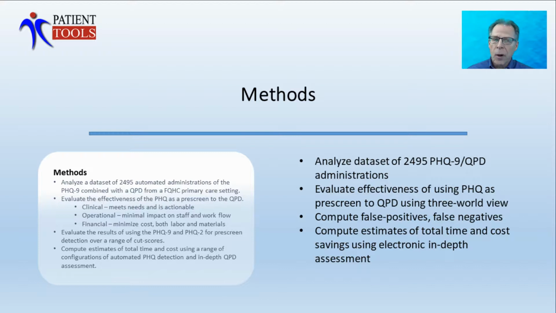But it also turns out it's a great way to look at this concept of pre-screening versus not. And so we got these 2,495 cases, and we're going to look at what really happens when you do that PHQ-9 screening relative to what the QPD is going to show. And it's going to get into all your psychological domains and all that kind of stuff. And then we're going to calculate our false positives and our false negatives, and then, to get to the financial side of this to really drive it home, we get into time calculations and then your cost savings associated with using an in-depth assessment in an automated fashion, which is really where everybody should be.